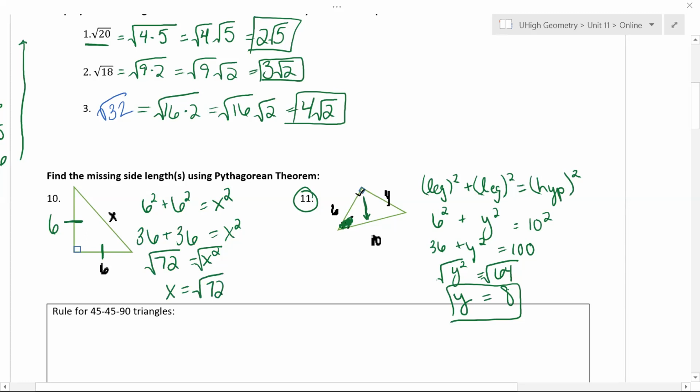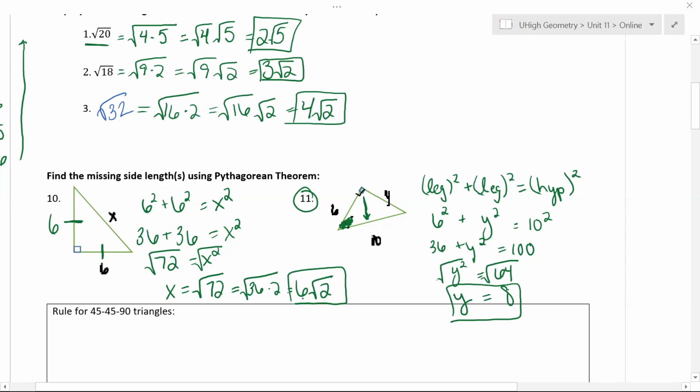Well, now I want to simplify this radical. Since I know how to do that, I can break 72 up into 36 times 2, which simplifies. The square root of 36 is 6. 2 can't be simplified any further, so 6 root 2.